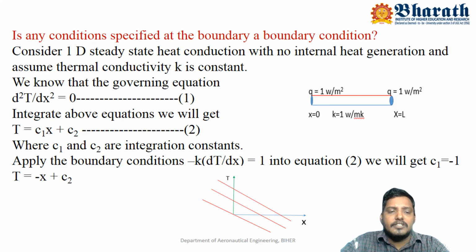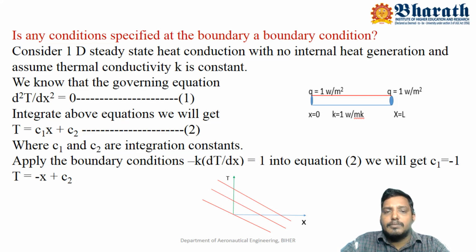Then we arrive at the temperature equation. Finally, we get T is equal to minus x plus C2. So based on C2, we have different types of solutions. I already told that if the problem is exposed to well-posed boundary conditions, it will ensure the uniqueness of the solution. But in this case, we have many solutions, depending upon your C2 value.